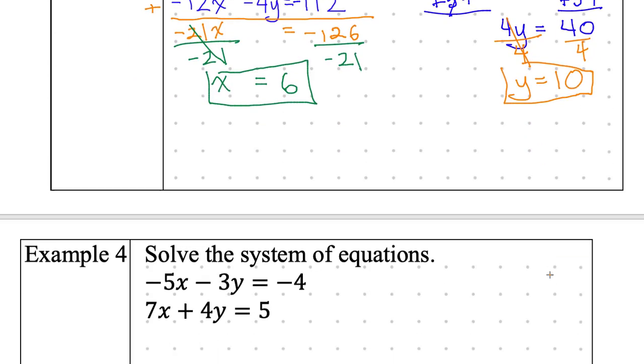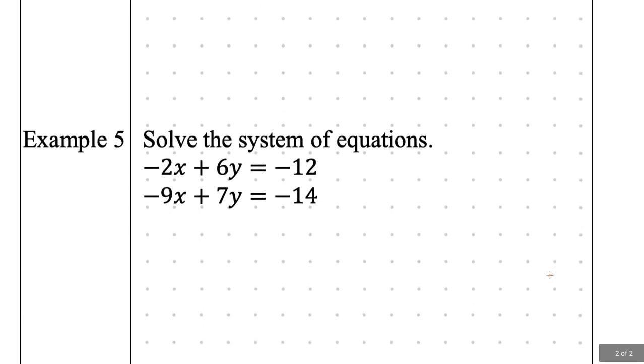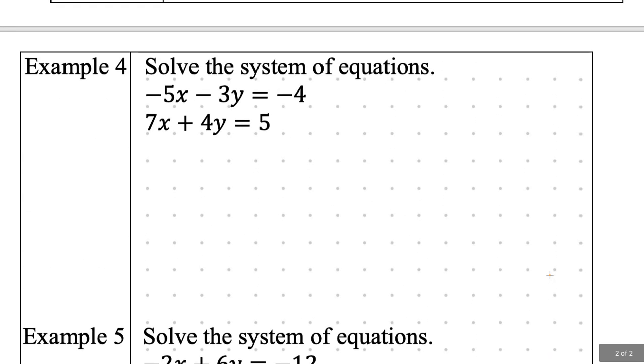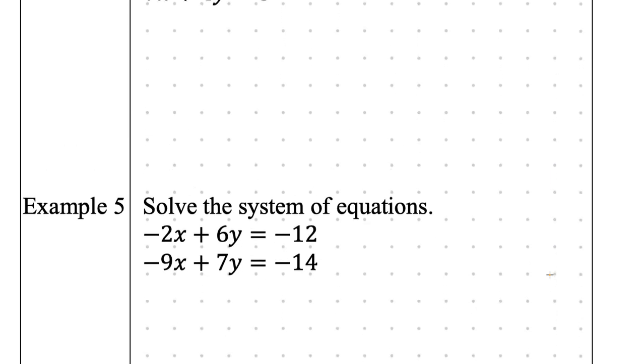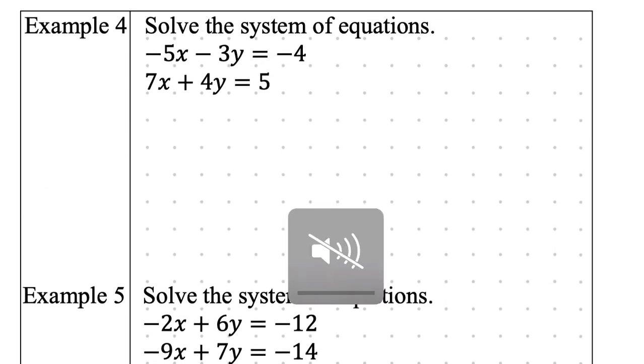All right, so keep working on example number 4 and 5. Those are the slightly harder ones. You're going to have to multiply the top and bottom by some number for example 4 and 5. Good luck, guys. All right, so for example 4, there are a few different ways to do it.